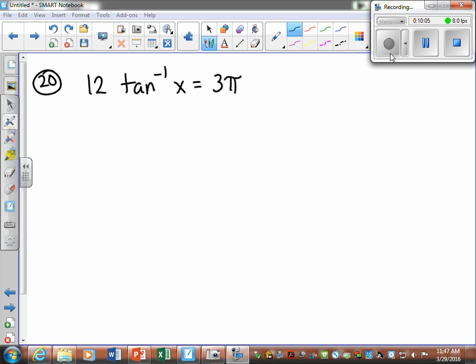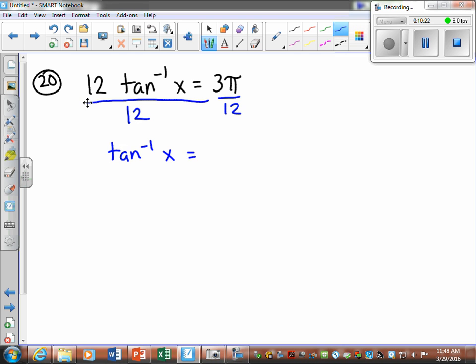Okay, this is our next one. I'll write it down and then pause it, and you can try this one if you'd like. Okay, the first thing we want to do is to get x by itself, so we're going to divide both sides by 12. So that would give us tan inverse x is equal to 3 pi over 12, which simplifies to pi fourths. Okay, good.